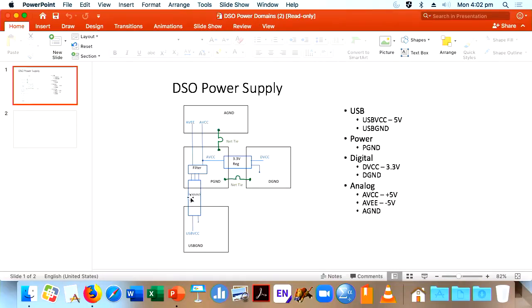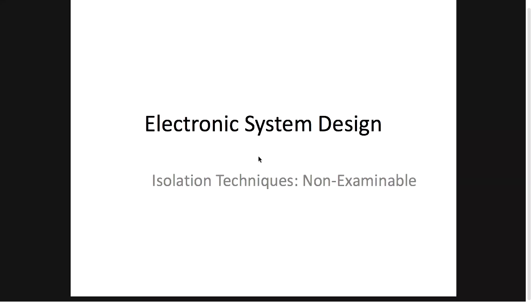But then the question is, what are the technologies they are using inside this regulator when you want to isolate it? And another thing is, here we are isolating only DC, not the signals. In some cases you may have to isolate the signal itself, and then you can isolate it. There are ICs. So that's what we are going to discuss in the isolation techniques. So in the isolation techniques, again I have written non-examinable, so there is no confusion.